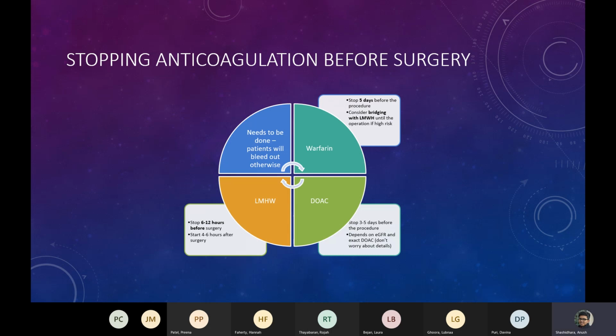DOACs have a shorter half-life than warfarin, but it's still a bit iffy. So you tend to stop 3 to 5 days before the procedure. The exact time you stop depends on multiple factors. They won't really ask you about this, so don't worry about it. You just need to know that you do stop them a few days beforehand. Low molecular weight heparin lasts around a day in your bloodstream. The half-life is around 12 hours, so you can stop it 6 to 12 hours before surgery. And it's important that you start it again a few hours after the surgery, because what is a very common post-operative complication in immobile patients?